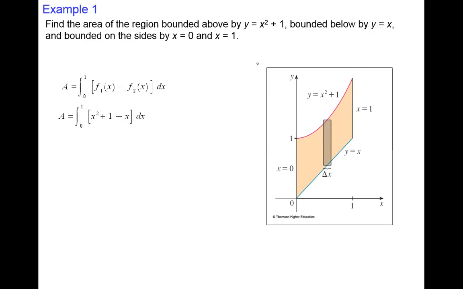We can finish this, and we all know how to integrate because this integral requires only direct antiderivatives. The antiderivative for x squared is x cubed over 3, for 1 it is x, and for x it is x squared over 2. Substituting the upper and lower limits, I think I shouldn't keep my limits anymore. 5 over 6 is the area between the two curves.